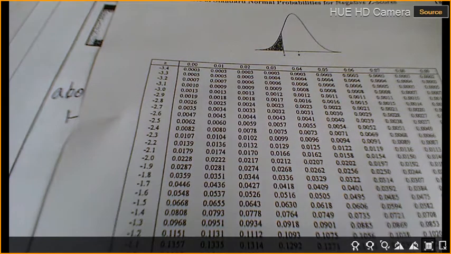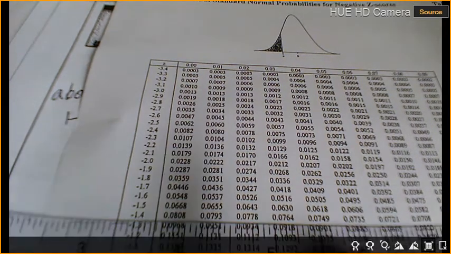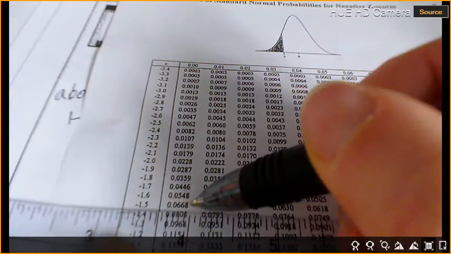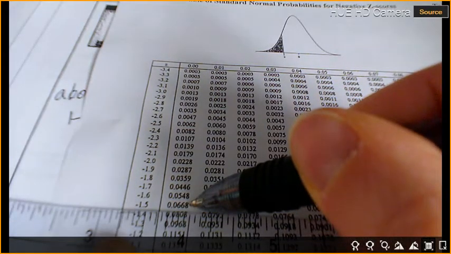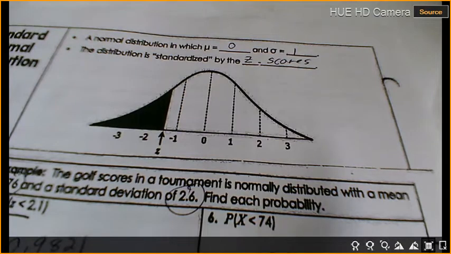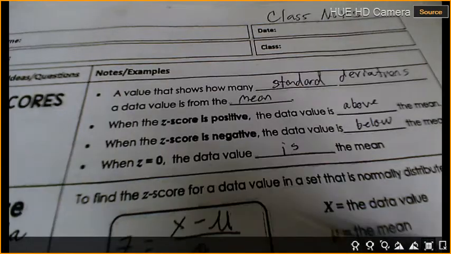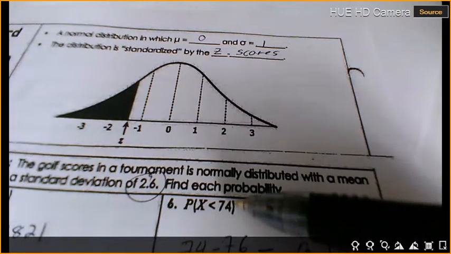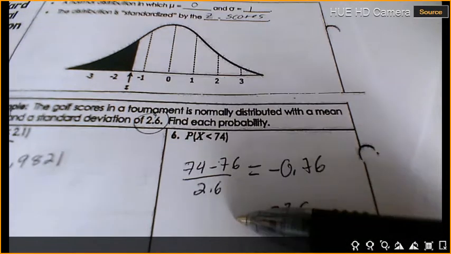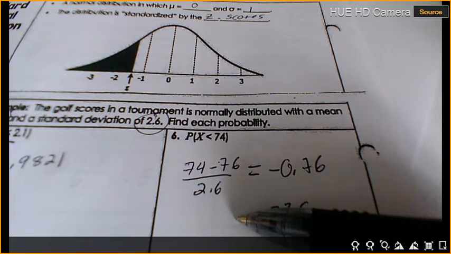I'm looking up negative 1.5. This number right here. The equation that we worked on this whole time. So, on this side right here, it's the equation we've been doing this whole time.